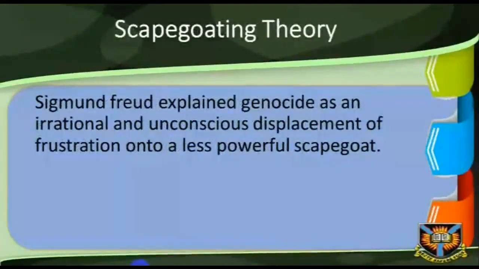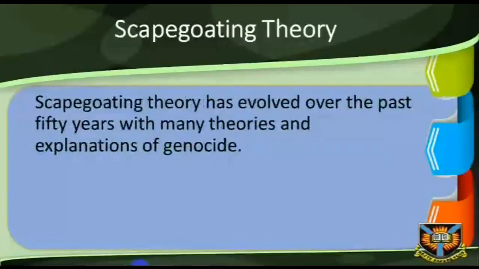Scapegoating theory. Freudian scapegoating theory attempts to explain genocide as an irrational and unconscious displacement of frustration onto a less powerful scapegoat. Scapegoating theory, however, has evolved significantly over the past 50 years, and today, the Freudian explanation has been found to have many inadequacies by many authors in its attempt to explain the patterns which are seen in genocide.